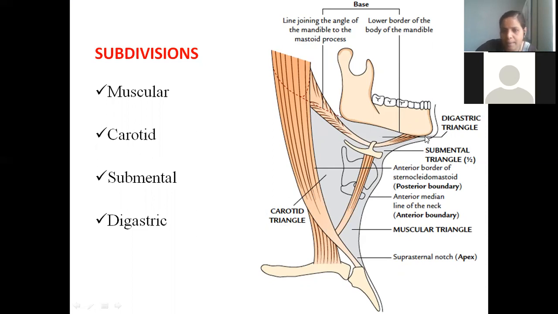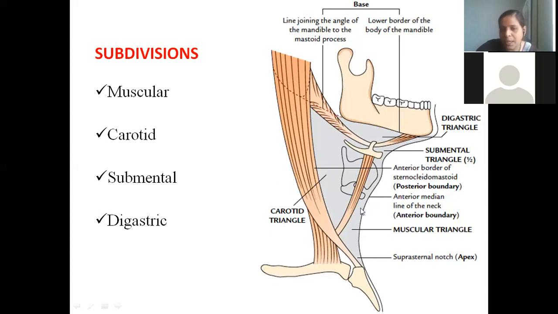Right in front of the superior belly of omohyoid and the midline, you will have all the strap muscles, the ribbon muscles of the neck. That is sternohyoid, sternothyroid, thyrohyoid, and the superior belly of omohyoid. All these muscles will be seen in this muscular triangle. Just below the chin, the triangle is called the submental triangle. I will show you. Half of the submental triangle lies on the right side and half on the left side. That's why 3.5 triangles.